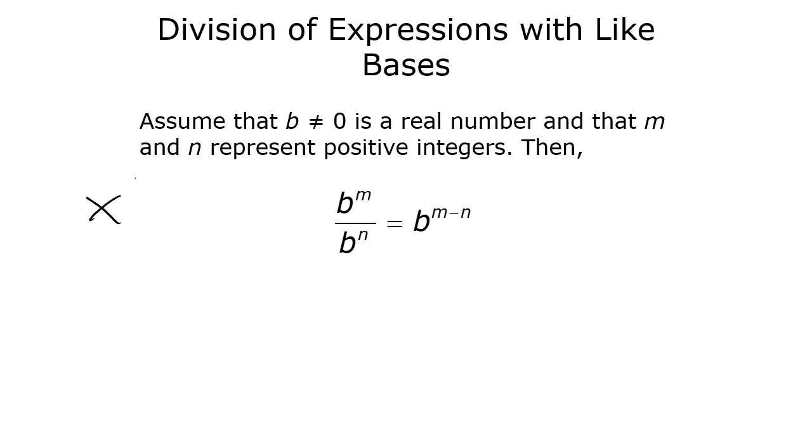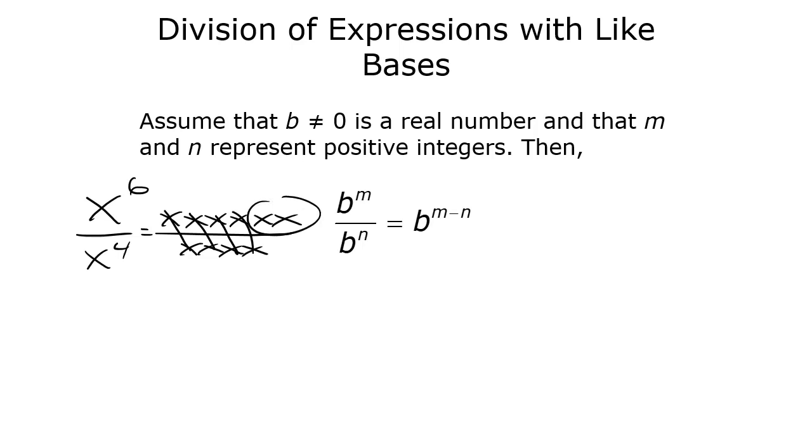So if we have x to the 6th over, let's say, x to the 4th, well, that's just 1, 2, 3, 4, 5, 6 of them on top, and 1, 2, 3, 4 of them down below. And we know that we can always reduce when we have a fraction with multiplication like this. And we're left with just 2 of them on top. 6 minus 4. Again, it's not magic. It just comes from the idea of what it means to have something raised to a power.